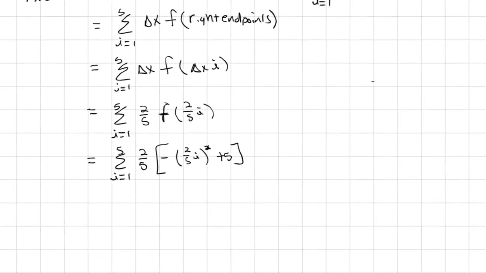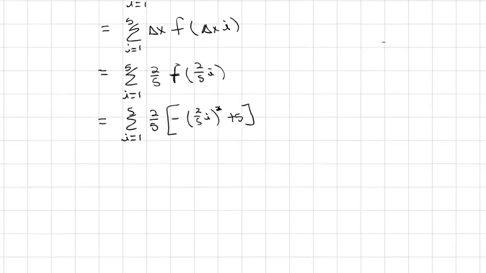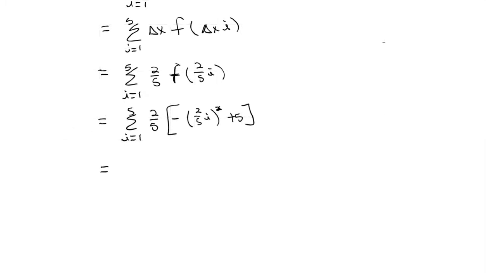I'm going to show you how we simplify this, how we work this out by hand. So I'm going to start by simplifying this exponent. That would be negative 4/25 i squared plus 5.